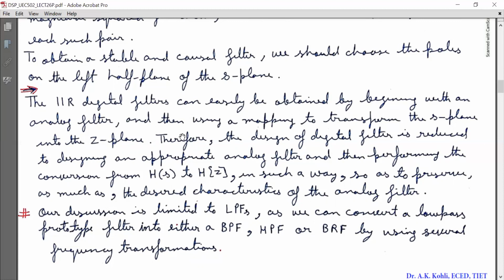As discussed in the previous lectures, I can transform an analog filter to an IIR digital filter by various techniques. Here in this lecture, our discussion is limited to low pass filters. Why? Because we can convert a low pass prototype filter into either a band pass filter, a high pass filter, or a band reject filter by using several available frequency transformations.